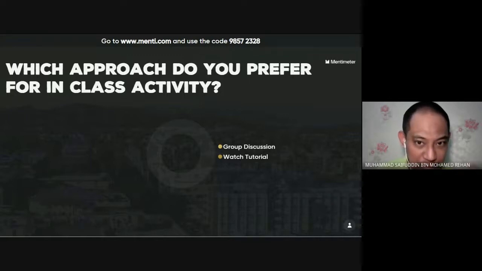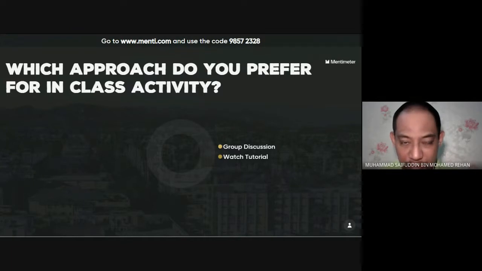I'm assuming everyone is using their laptop or computer, so it's not difficult to do this. But if you are using your phone, I hope you can find a way. Go to menti.com. I think on top there you can see the code, right? Enter that code, 98572328, and just select which one you prefer.